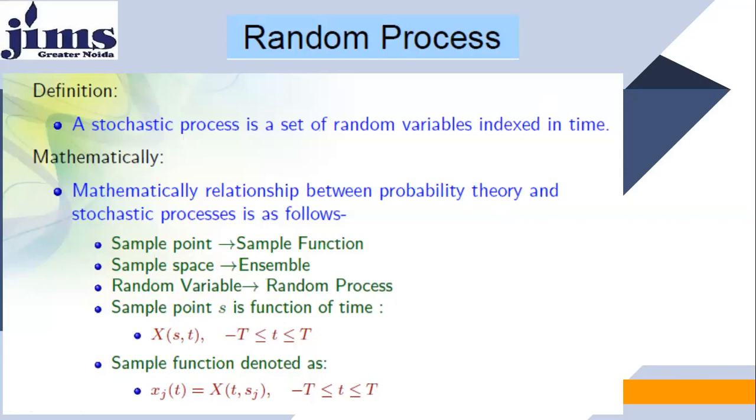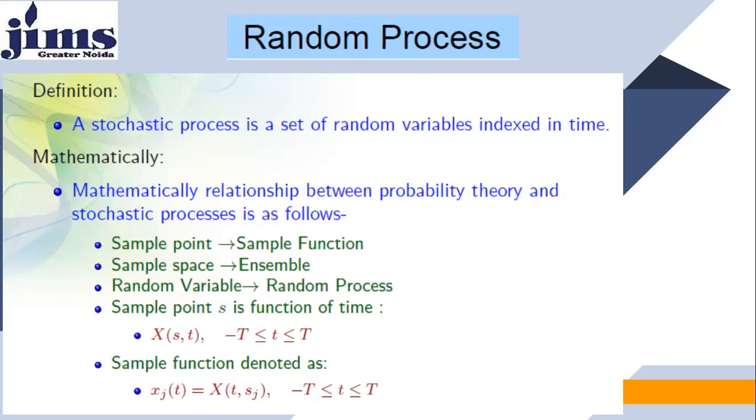So mathematically, if you compare stochastic processes with probability theory, the term that we used earlier, in probability theory, we have sample points and a sample space. Here we say a sample function, because that sample function is a function of time. The random variable is a function of time because its value changes with respect to time. So sample point becomes sample function in the random process. Sample space becomes ensemble. Ensemble is a collection of all the sample functions.